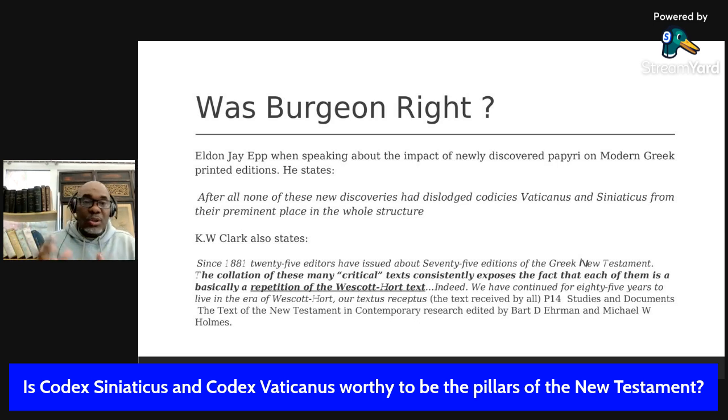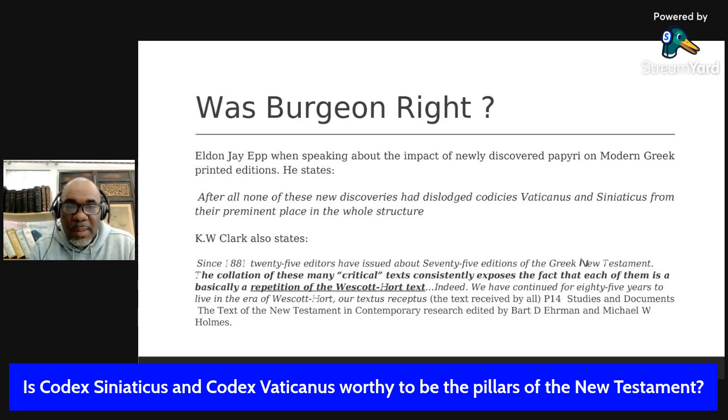And these papyri are over 100 years older than Codex Sinaiticus and Vaticanus. So here is what Kenneth Clark says. All these are top scholars. He says, since 1888, 25 editors have edited about 75 editions of the Greek New Testament.